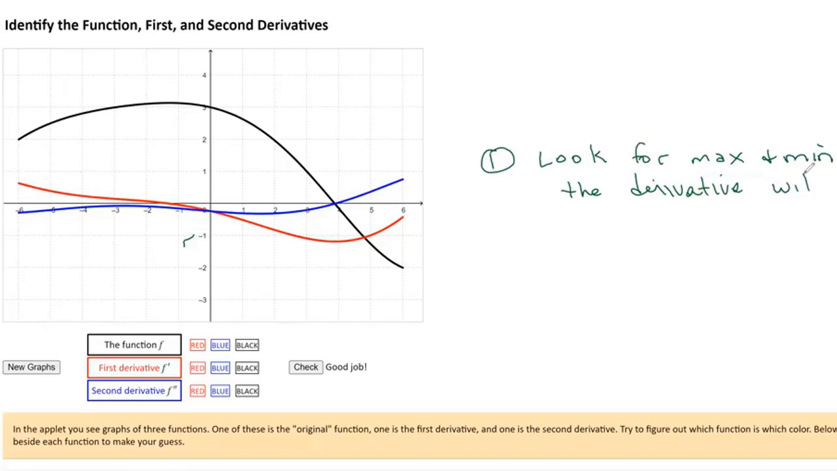Okay, so I started there, and I found that I think the derivative of black, so if I have black, and I'm going to say the derivative of that, I'll just do it like this. So the derivative of black, I think, is red.